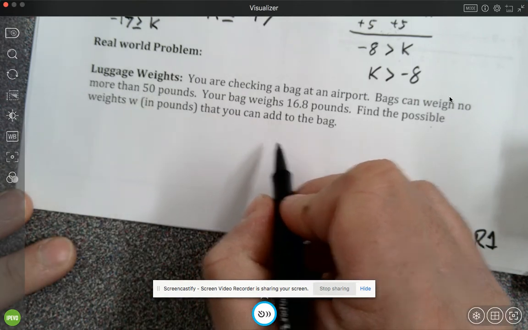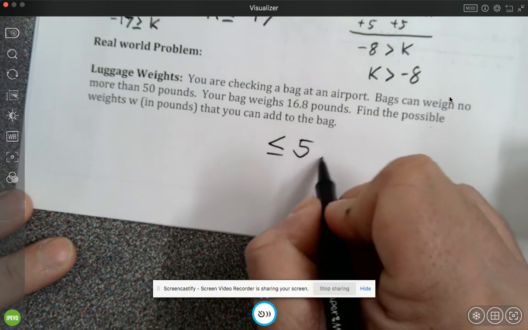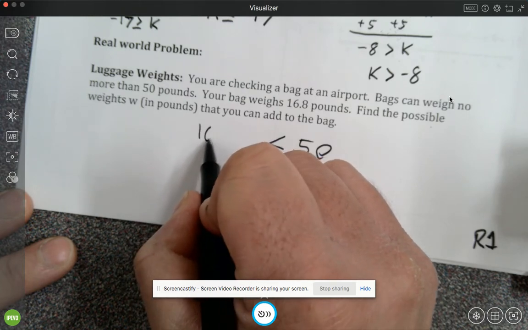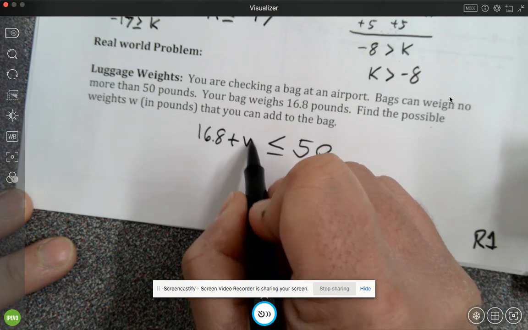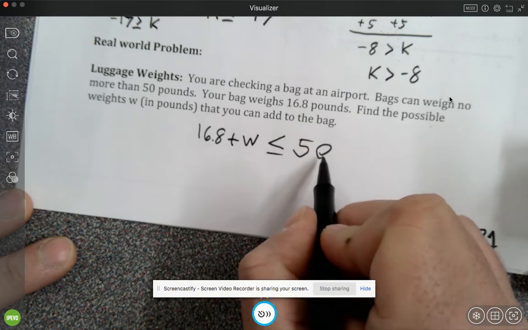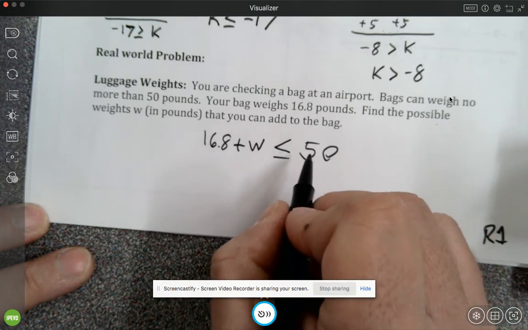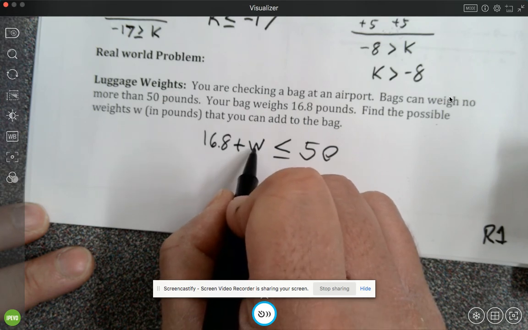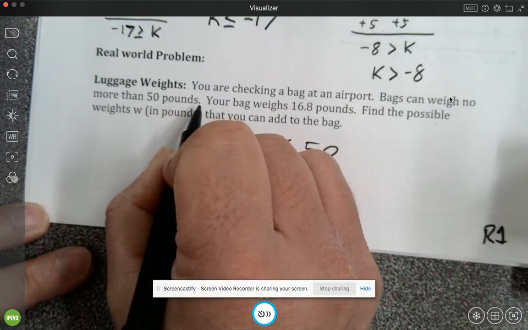So if something can be no more than 50 pounds, you're going to use this symbol because this is the bag you already have, 16.8, plus some amount of pounds. It's got to be less than or equal to 50. You're not allowed to go over 50 pounds. So this is the inequality you would write. So again, I'll say it one more time. You have this bag with this many pounds, and you're going to add some more pounds, W, but it has to be less than or equal to 50 because it can weigh no more than 50 pounds.